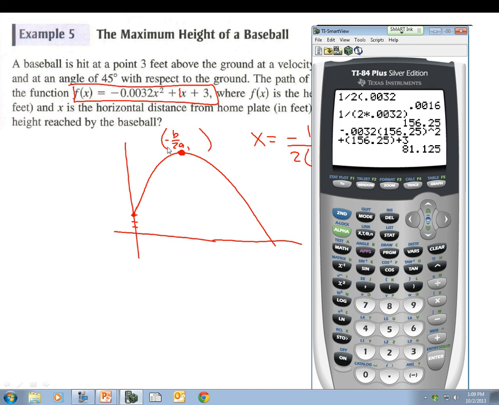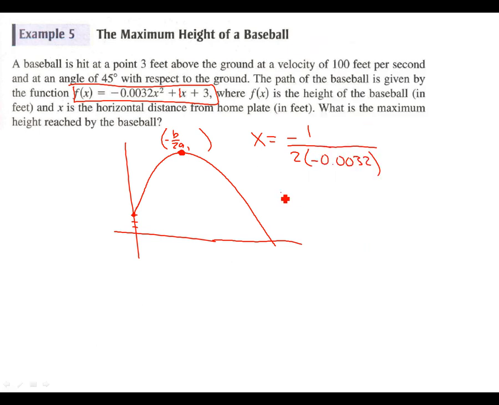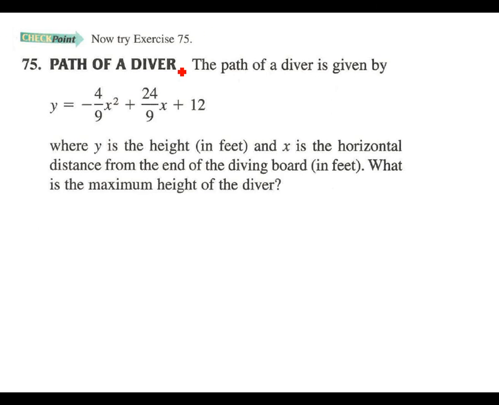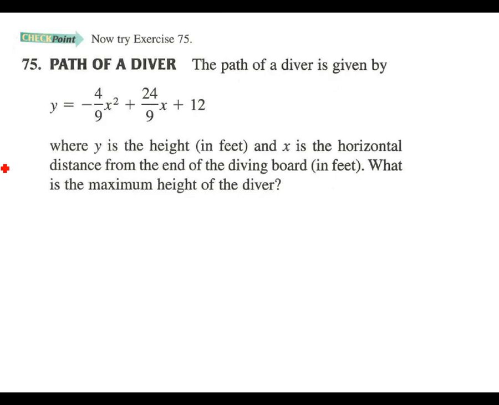All right, so use this formula to find x, and then plug x back in to get our y. See if you can come up with the same sort of thinking and get a good answer on 75. All right, and that will do it for this section 2-1. All right, any questions? Make sure we go over them in class.